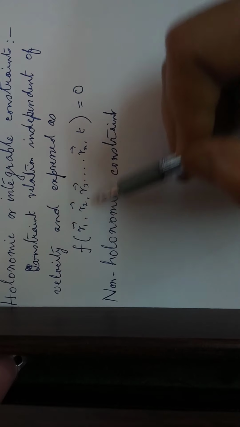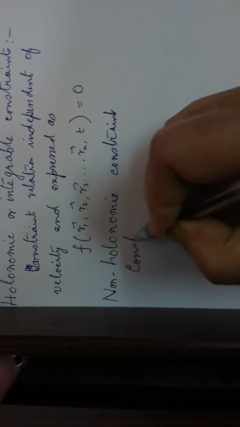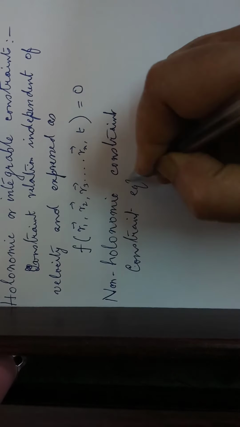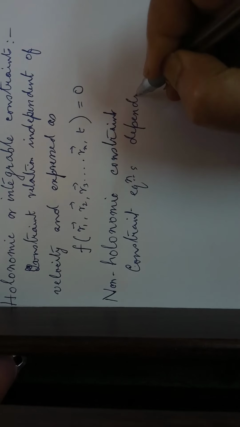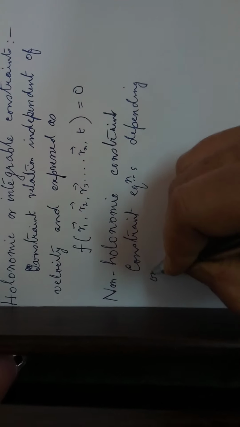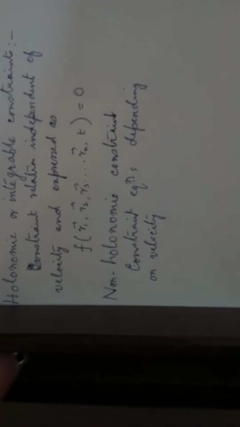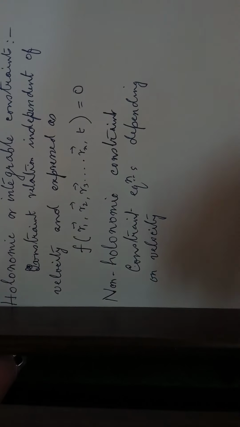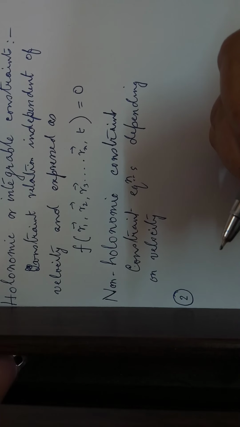This constraint will essentially depend upon velocity. You call it a non-holonomic constraint. Okay, so if this is your holonomic and non-holonomic constraint, what is a scleronomic or rheonomic constraint?